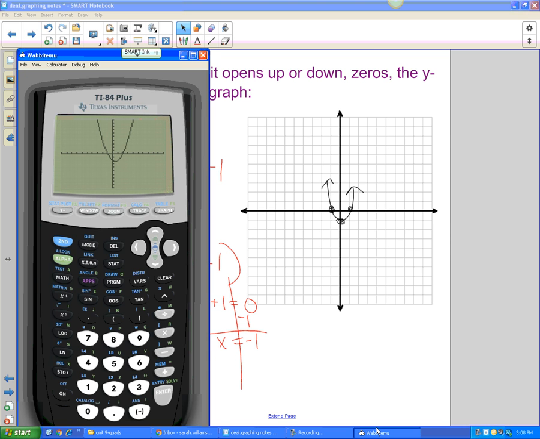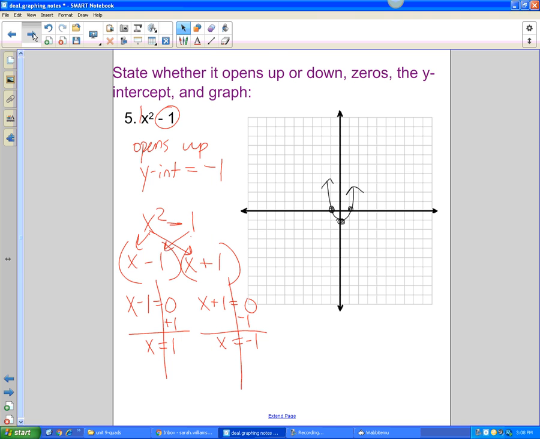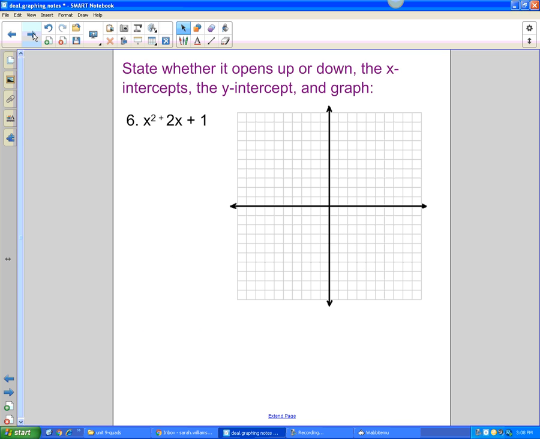All right, let's check this in the graph. X squared minus 1, graph it, and there we go. All right, number 6, x squared plus 2x plus 1. Same thing. This one opens up because the front number is positive. You look at the very front, see how it opens. The y-intercept is 1. That's the number without the x.